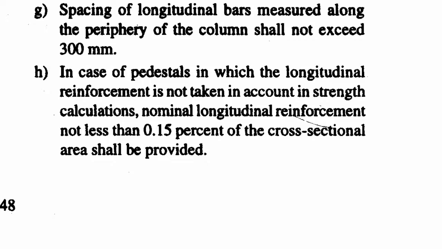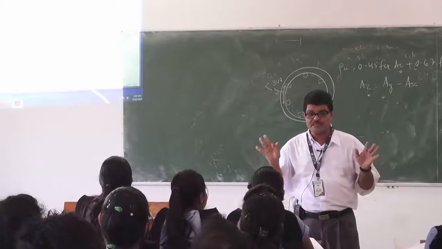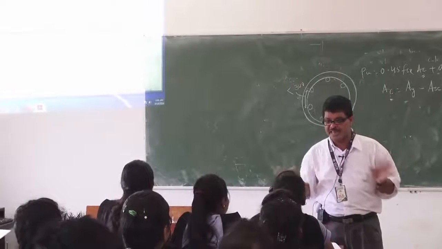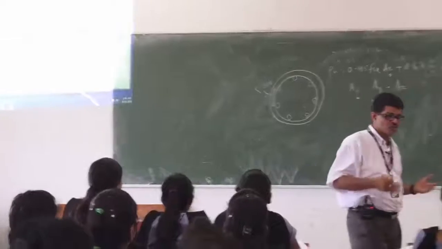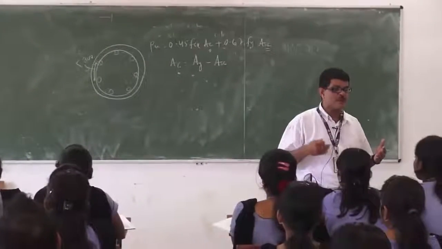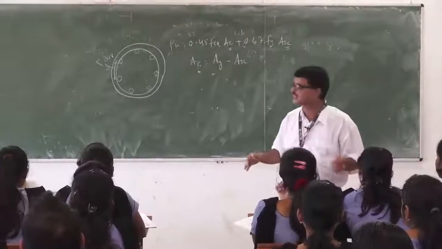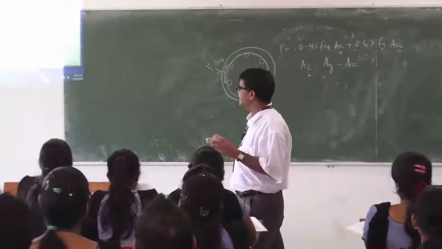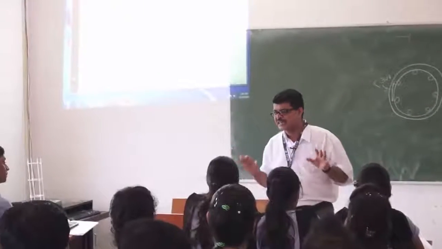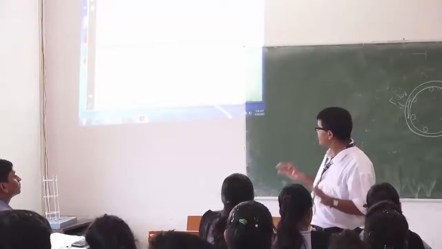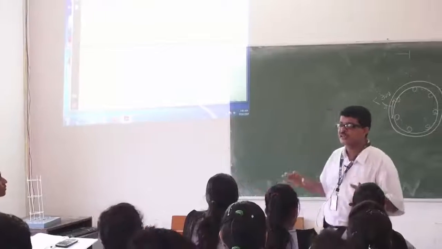In case of a pedestal in which longitudinal reinforcement is not taken into account in strength calculation, nominal reinforcement not less than 0.15% of the cross sectional area shall be provided. So that is the minimum steel to provide in case of pedestals; don't design. If you are going to construct a pedestal, give a minimum steel 0.15% or more, 0.2% like that way. Don't design these pedestals. Pedestal is a compression member, the effective length of which does not exceed 3 times the least lateral dimension.